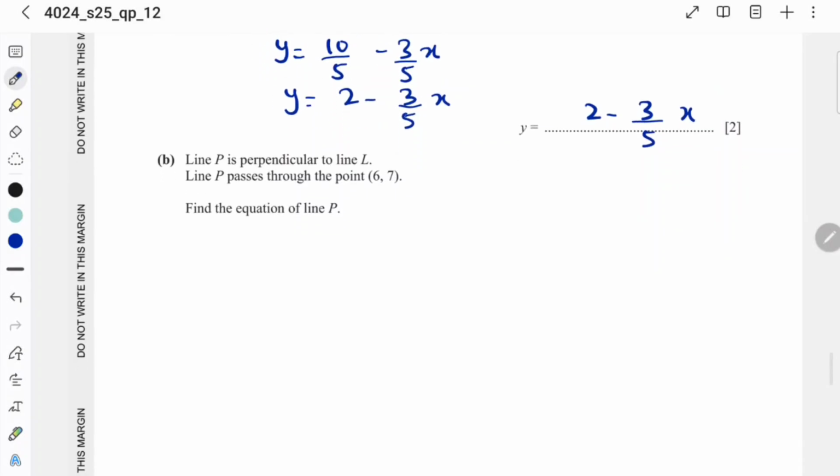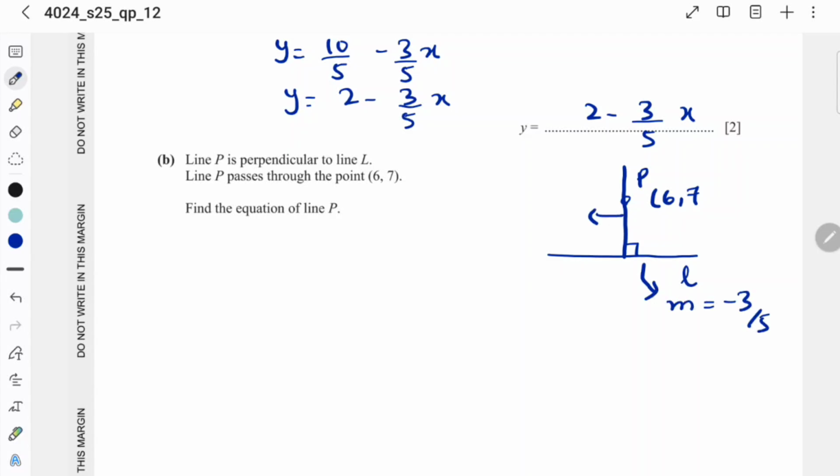Okay, now part B. Line P is perpendicular to the line L. Line P passes through the point (6, 7). Find the equation of the line P. For parallel lines, the gradients are equal. For perpendicular lines, m1 multiplied by m2 equals -1. So for example, this is line L and the line P is perpendicular, and it is passing through (6, 7).